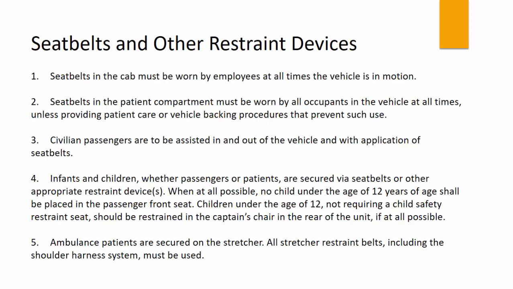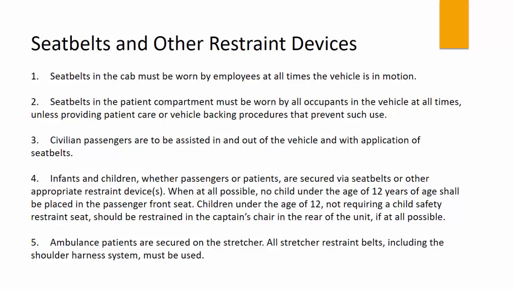Seatbelts in the cab must be worn by employees at all times while the vehicle is in motion. Seatbelts in the patient compartment must be worn by all occupants in the vehicle at all times unless providing patient care or vehicle backing procedures that prevent such use. Civilian passengers are to be assisted in and out of the vehicle with application of seatbelts.